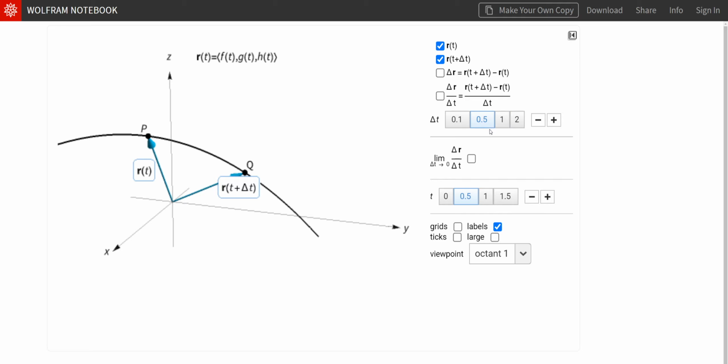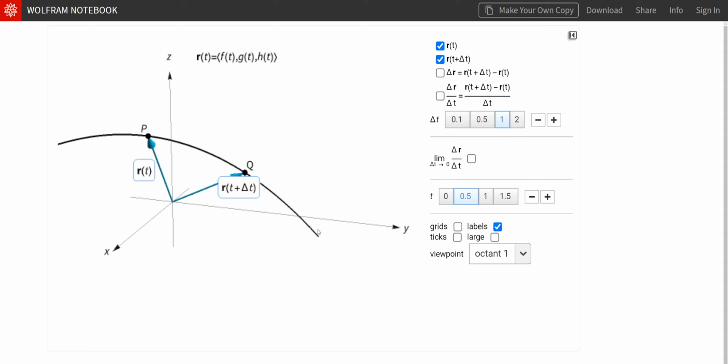I can change my delta t. I can make it smaller and smaller, or I could make it really big. But remember, we're going to be thinking as delta t goes to 0, so I'm going to want to think of this on small scales. It's also going to be helpful to look at it as it goes from 1 to 0.1. Here is my smallest delta t that I can imagine. That'll be the most helpful.